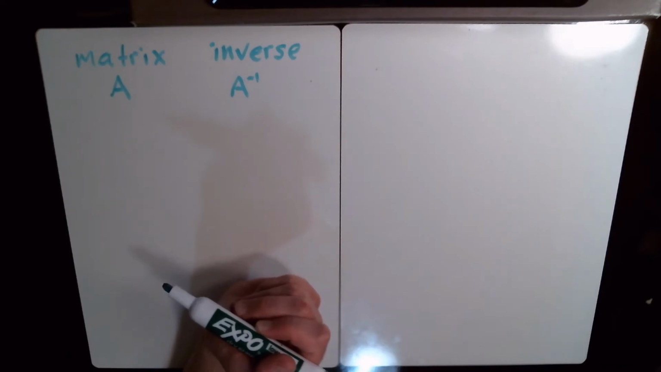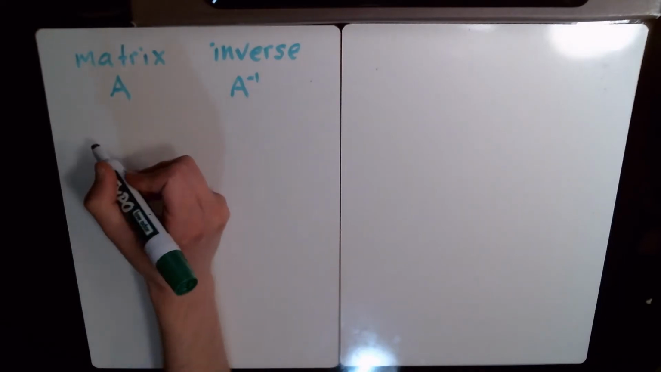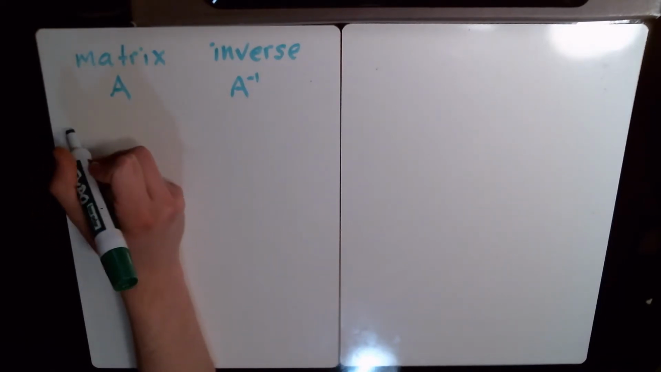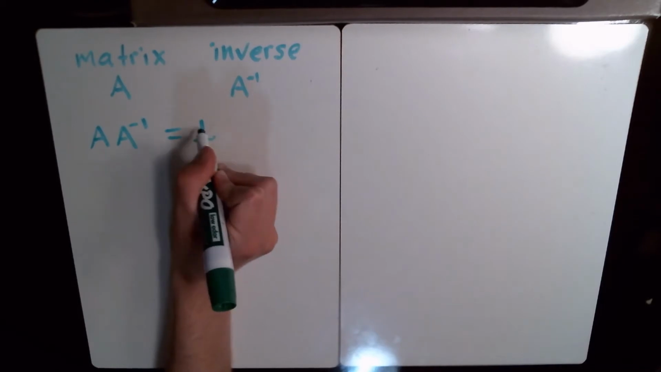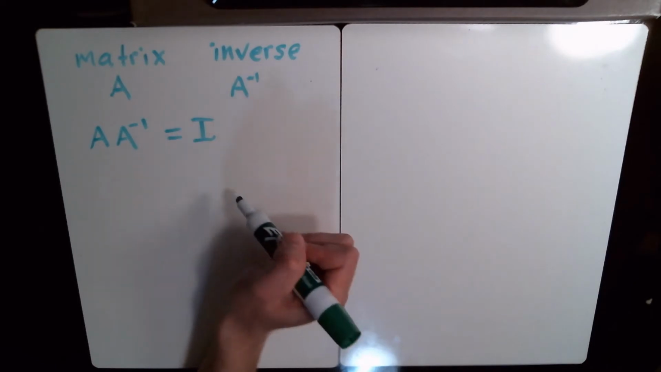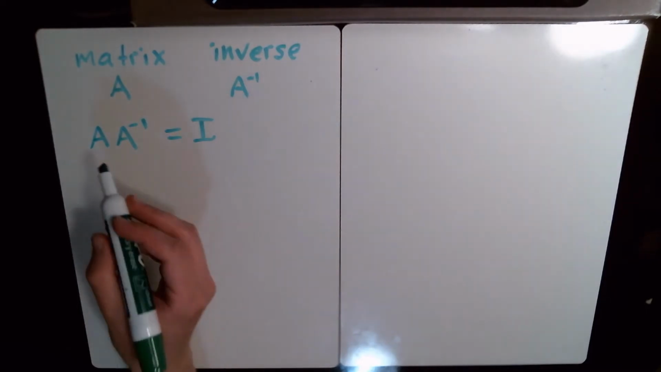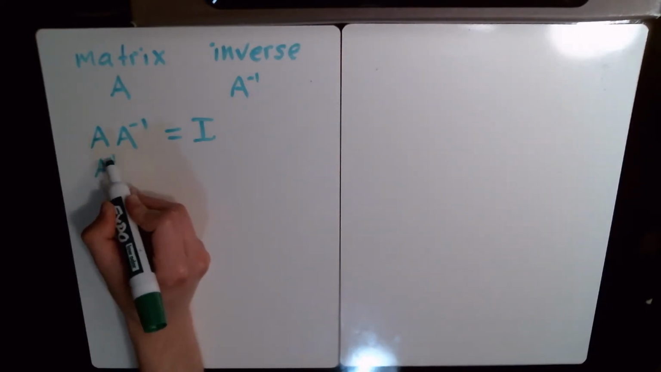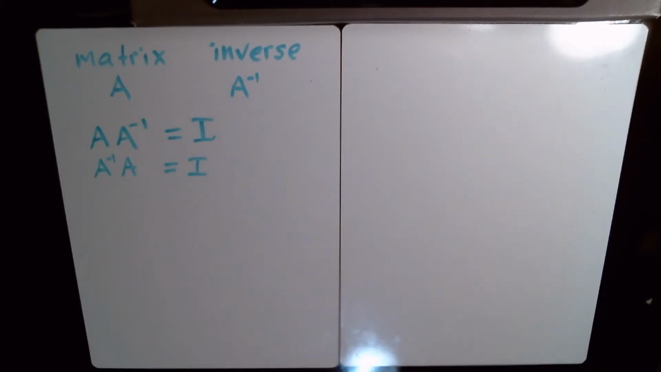Okay, and remember what defines the inverse was we wanted to have A times A inverse, and we wanted to get the identity matrix, right? The matrix with ones across the diagonal and zeros everywhere else, okay? And again, also that A inverse times A is also I, okay? So that's what we needed to have happen for the inverse, okay?